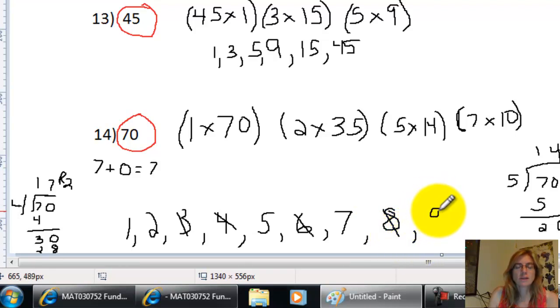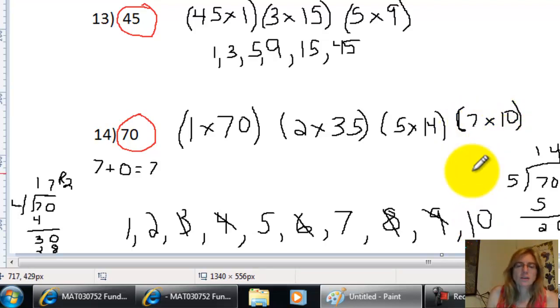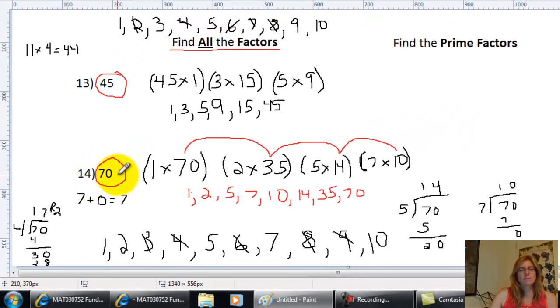Does 9 go into 70? 9 times 8 is 72. You still have that problem, and in a sense you've kind of hit a turnaround. Here's the real turnaround. Now you have 10. We've already found a 10 that goes into 70. So that's the turnaround point. And at this point, you've got factors 1, 2, 5, 7, 10, 14, 35, 70. So you would list them out that way. And those are all the factors of 70.